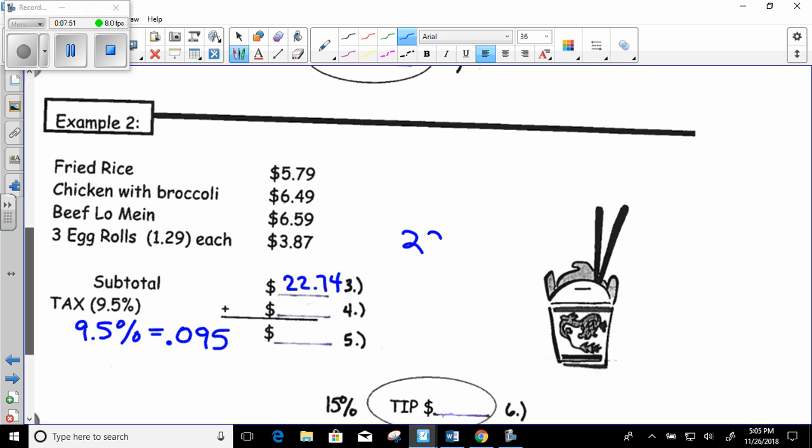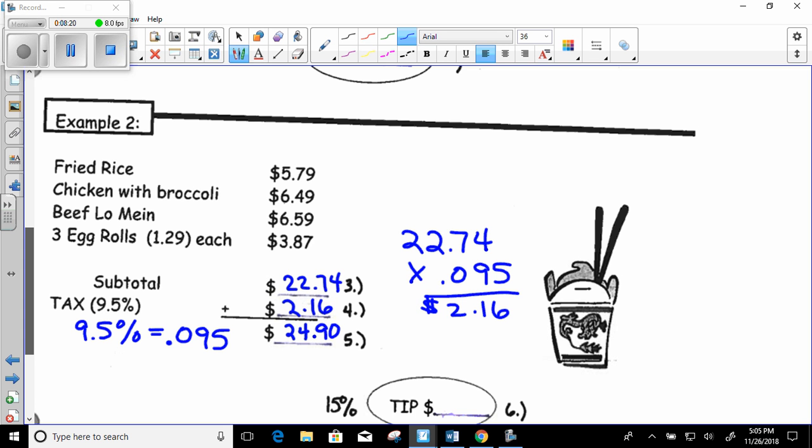So 22.74 times 0.095 to get our tax, and our tax is $2.16. So I'm going to put that right here, $2.16. And let's go ahead and get a subtotal. So go ahead and add those two together and you should get $24.90.